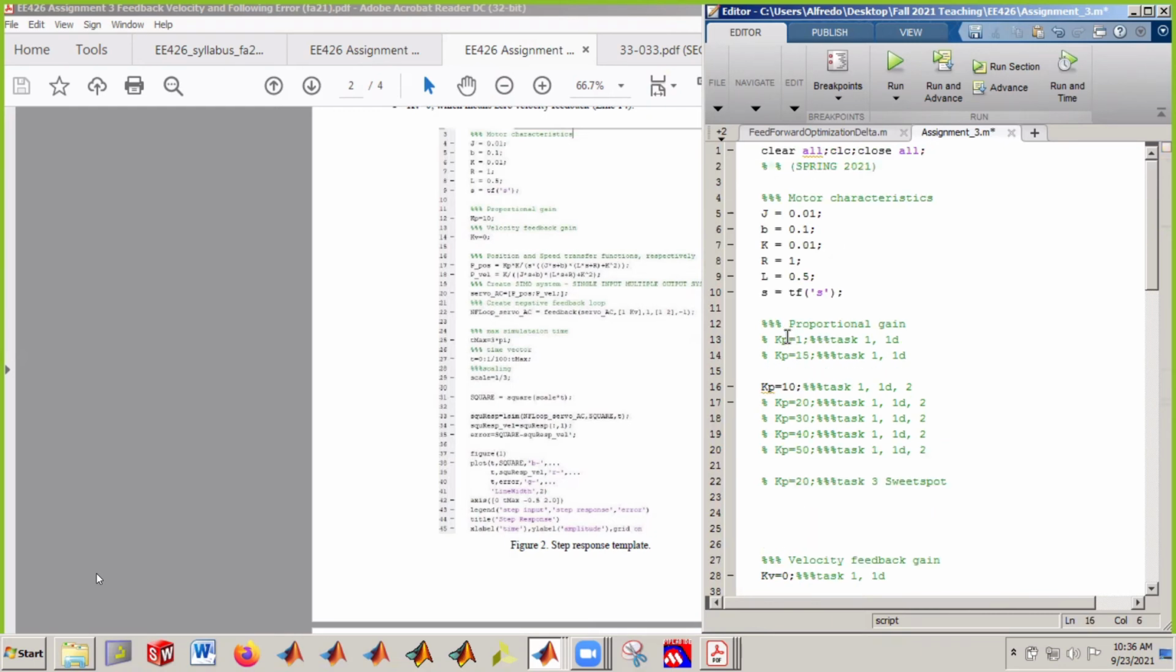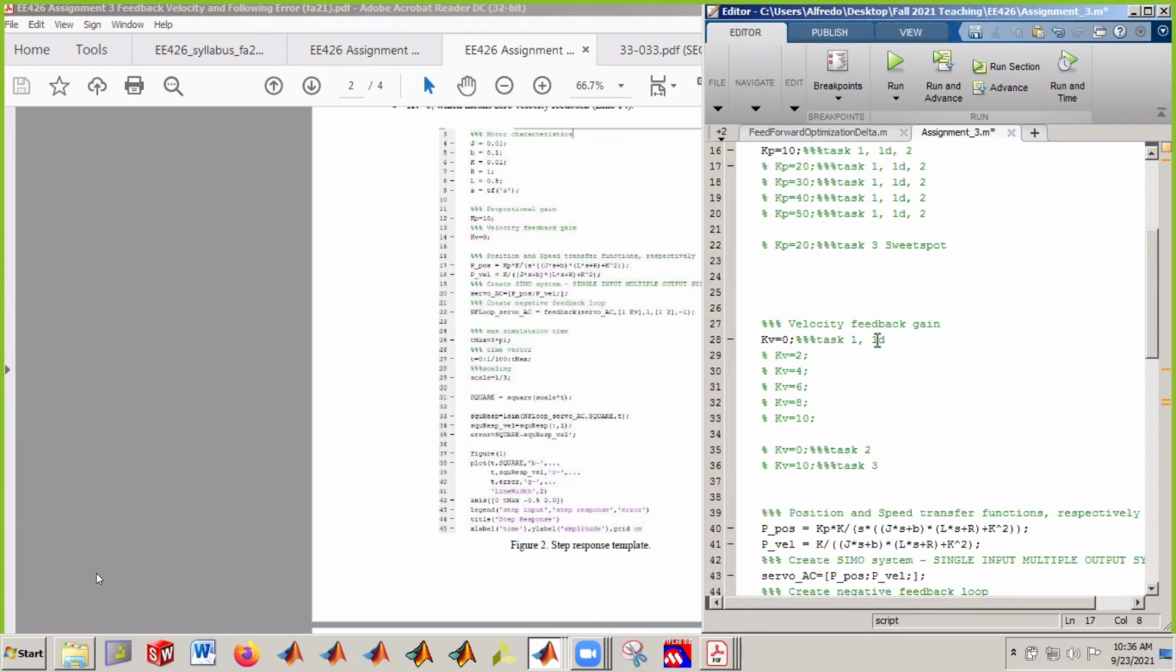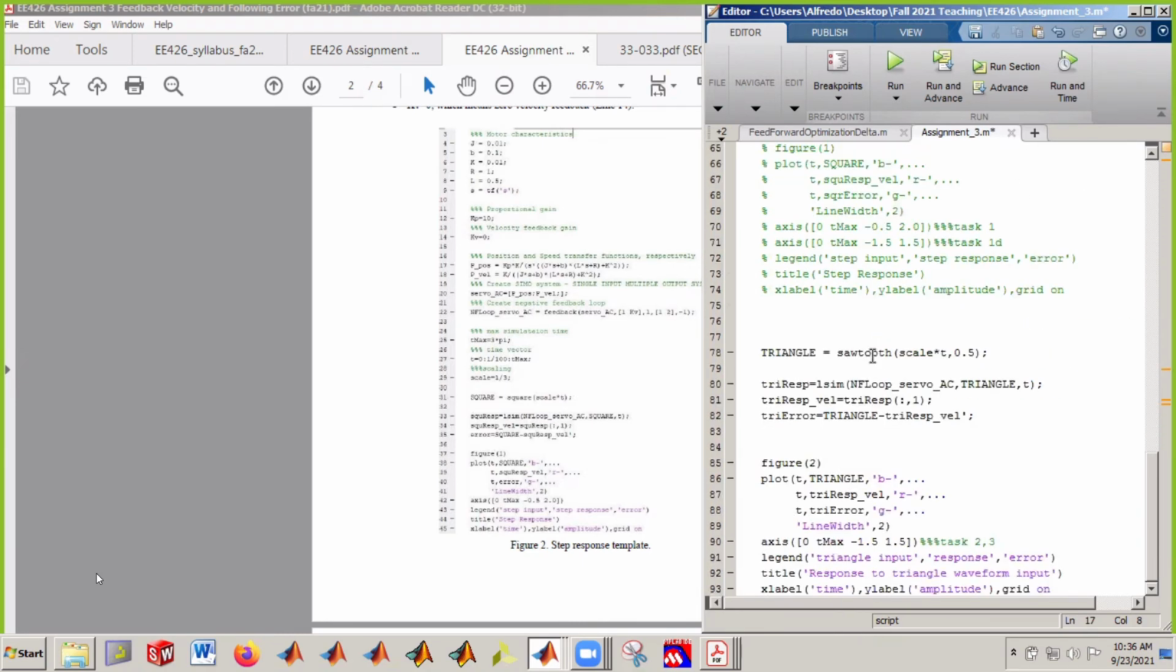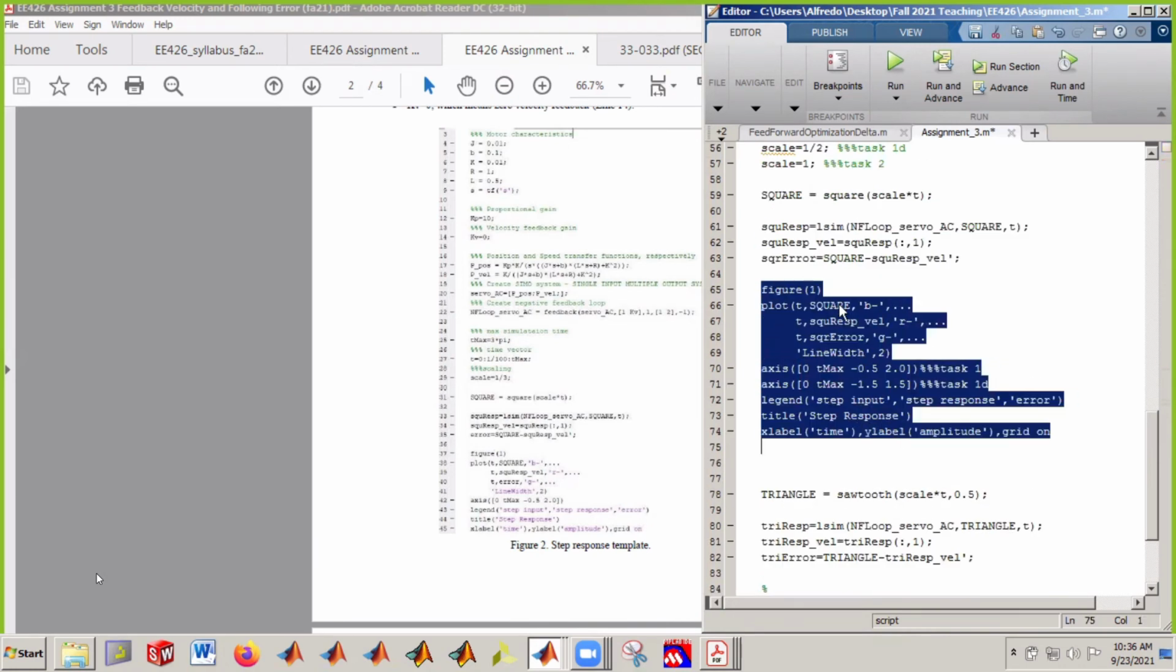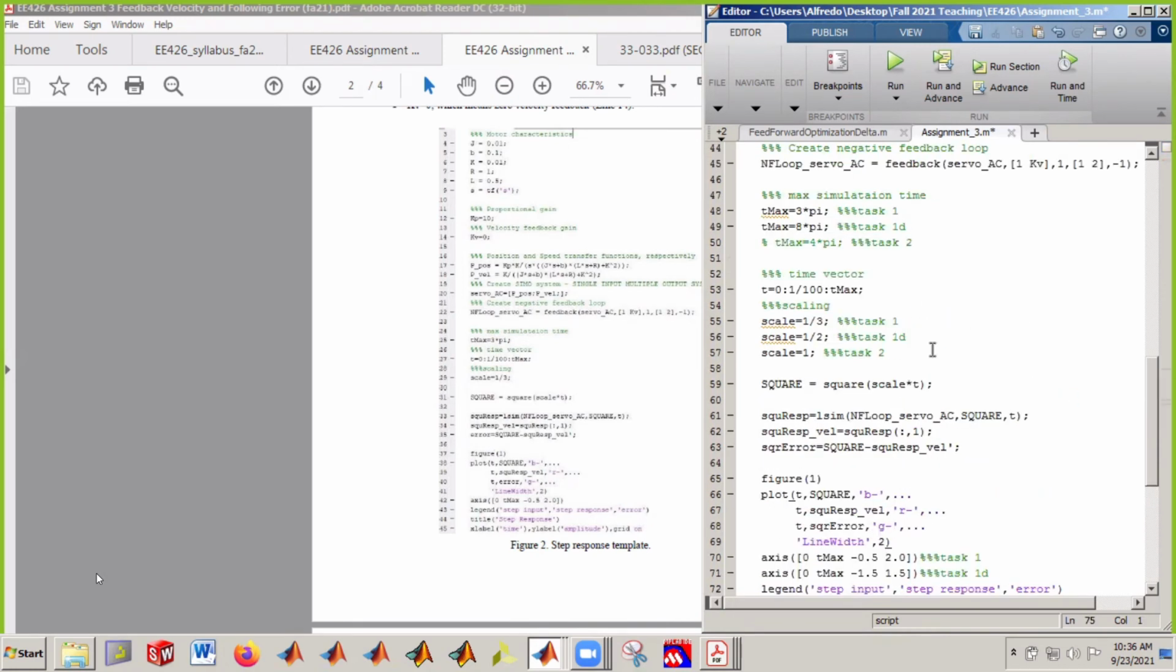Yeah, without using KV. Okay, so no KV. I think I have to adjust. This is the triangle waveform. This is the square waveform. And I want to do something like this. Let me see. Let me just run this. Oh, I need to adjust this one.